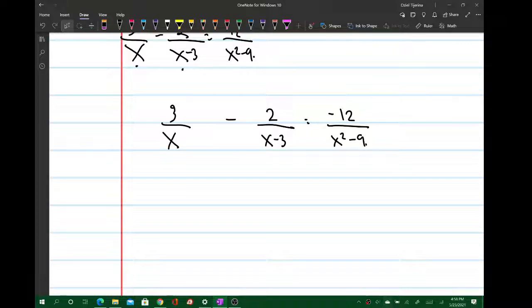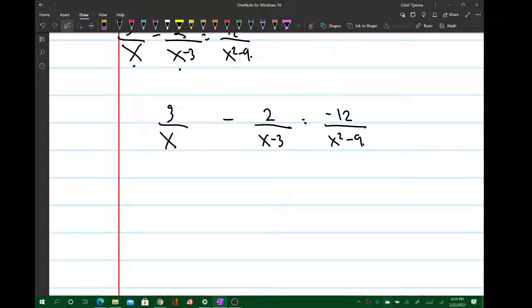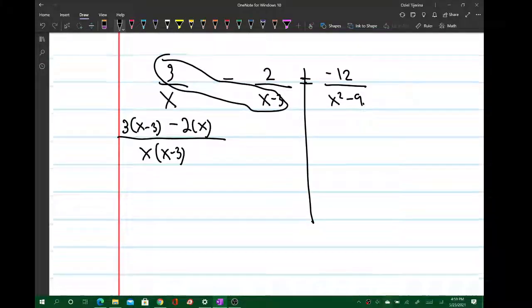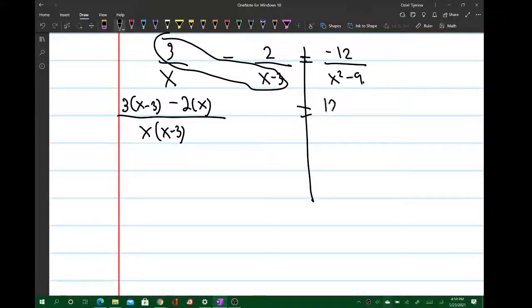Okay, so if you look at this, if you really don't know how to manipulate this so that you can make the left side look like this, you can go ahead and subtract this out. So if you do that, you have 3 times x minus 3. You can do cross multiplication. And then minus 2 times x all over x times x minus 3, right? This is all equal to negative 12 over x squared minus 9.